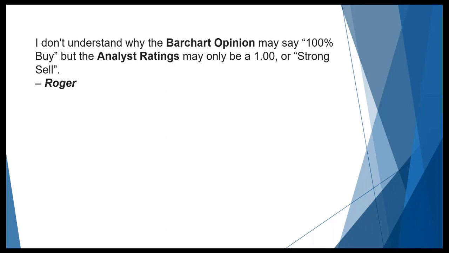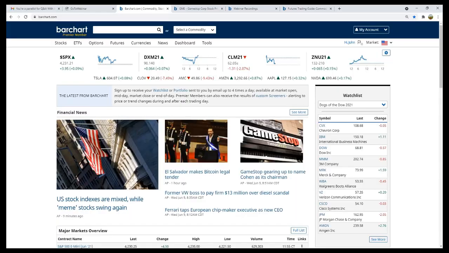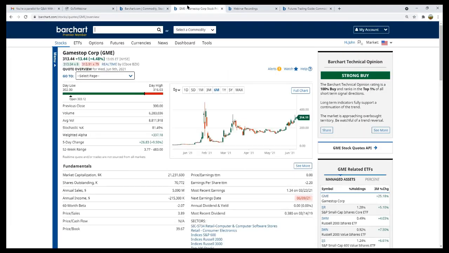This is a question that was very common among our subscribers, the confusion between Bar Chart's opinion and analyst ratings. I picked a stock that I think will really bring this home, which relates back to this question. So here's GameStop.